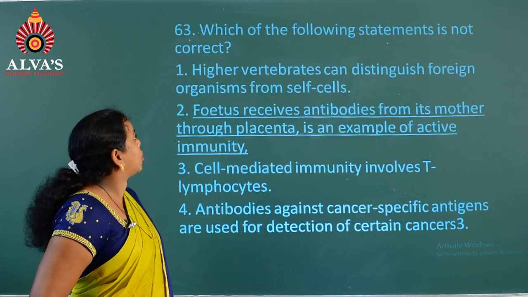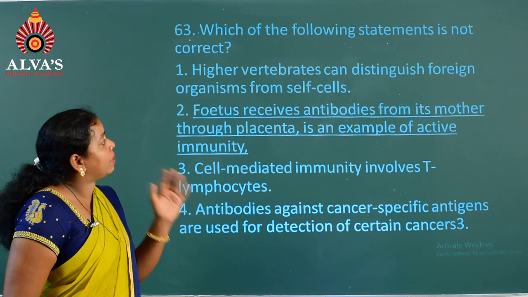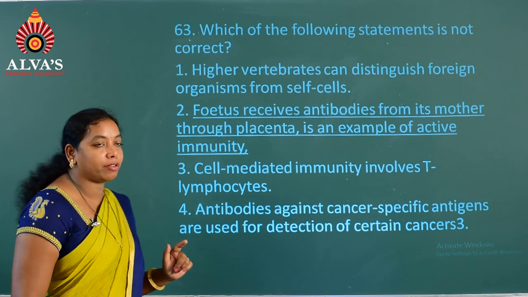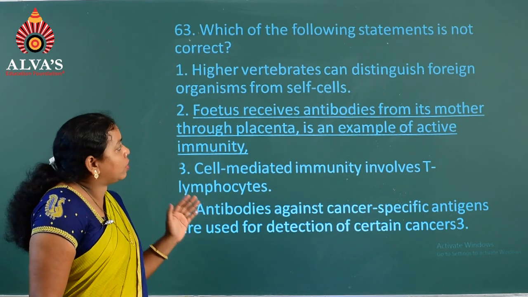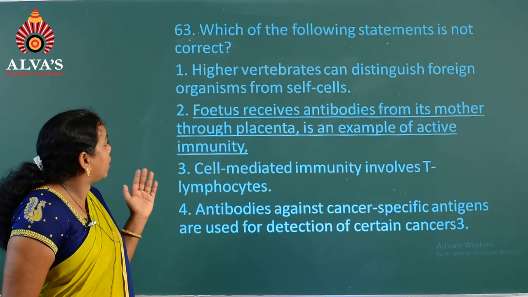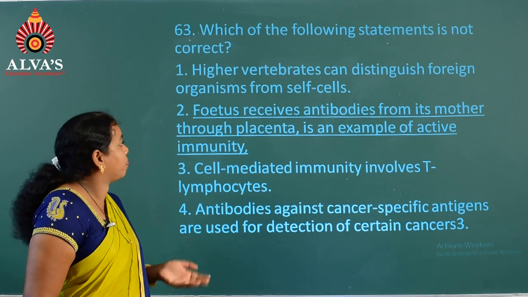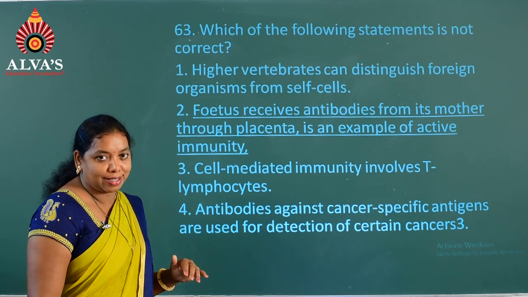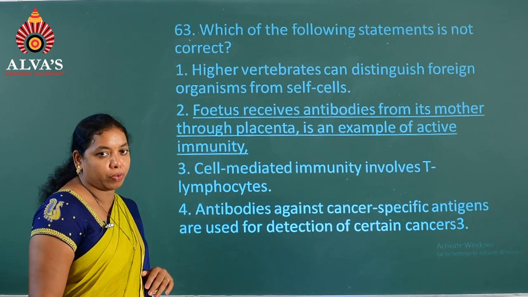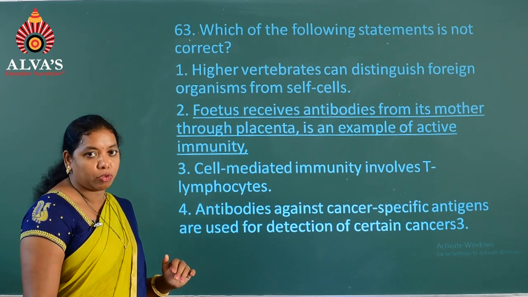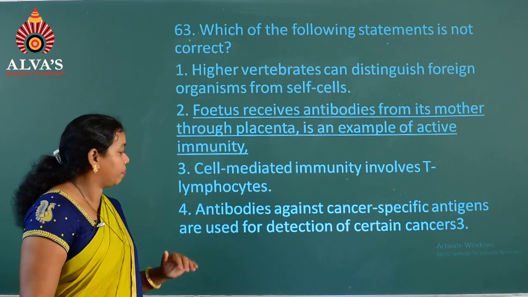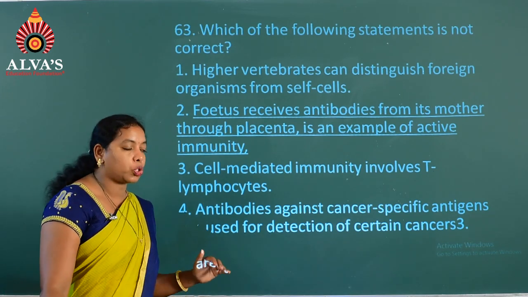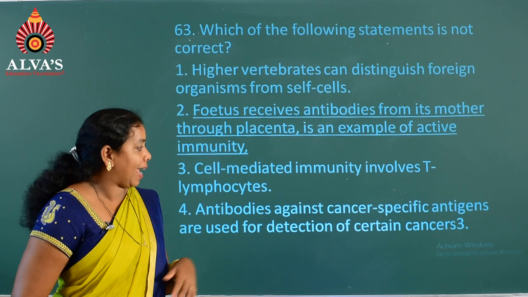Moving on to the next question, question number 63. Which of the following statements is not correct? Underline the words not correct, that is very important. The first option, higher vertebrates can distinguish foreign organisms from self cells. Second, the fetus receives antibodies from its mother through the placenta, which is an example of active immunity. The third one, cell-mediated immunity involves T lymphocytes. Fourth, antibodies against cancer-specific antigens are used for detection of certain cancers.